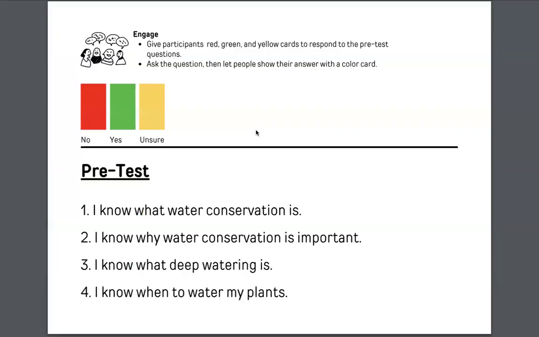If you are taking a pre-test or are a learner, the things you want to think about before you start are: I know what water conservation is. Yes, no, or unsure. I know why water conservation is important. Yes, no, or unsure. I know what deep watering is. Yes, no, or unsure. And I know when to water my plants. By the end of this presentation, you should have a much better understanding of these concepts.